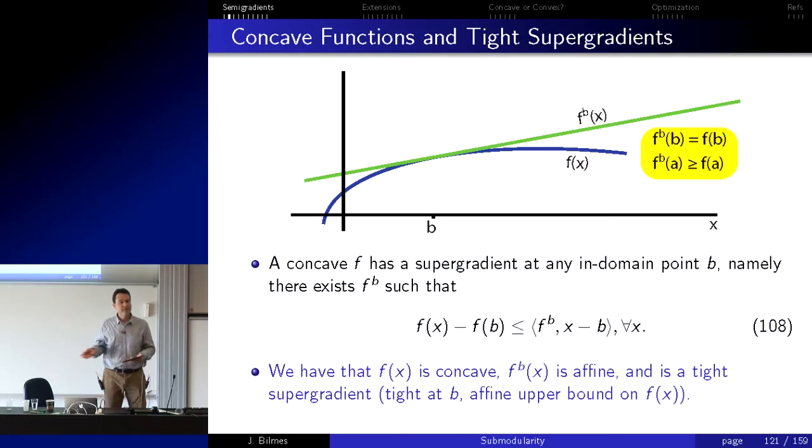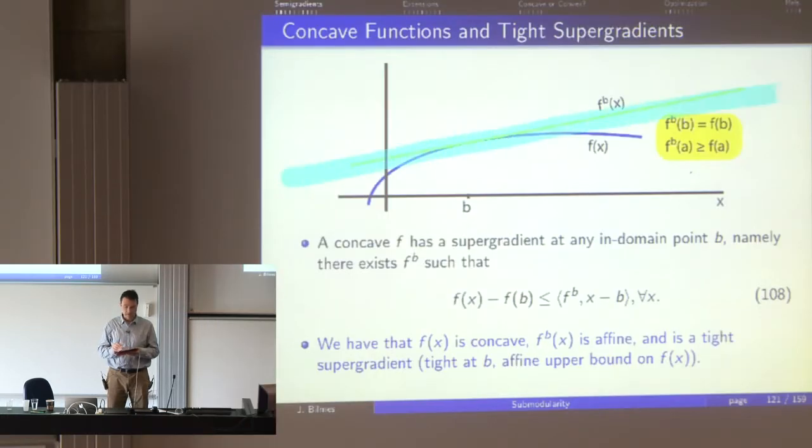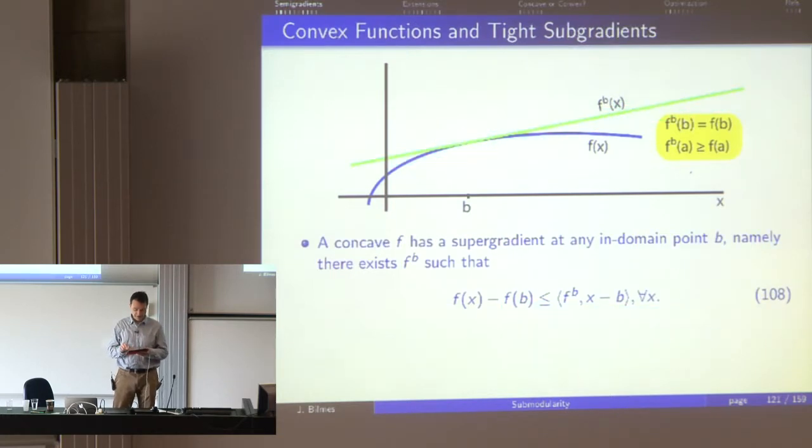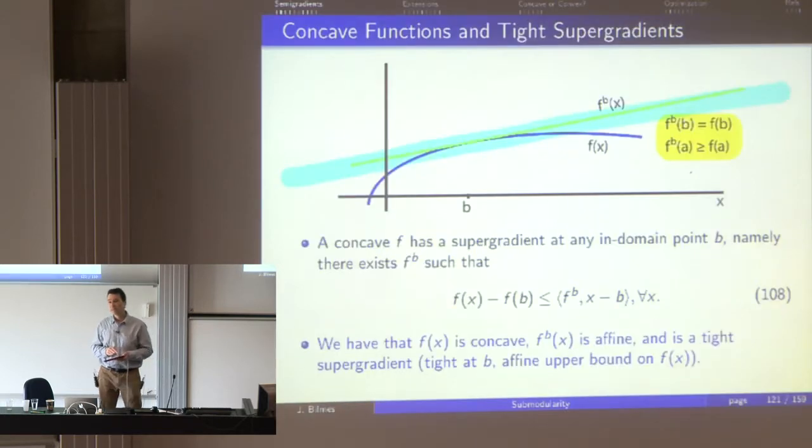So now we've got a concave function, and a supergradient is sort of just the mirror image of a subgradient, right? So it's tight at any point. It doesn't matter if it's differentiable or not, but it's an affine function that's an upper bound everywhere. In the case of a subgradient, it's a lower bound everywhere that's tight at any point. In the case of a supergradient, it's an affine upper bound that's tight at any point that you want. Right? So it's tight at one particular point. In this case, it's tight at b.